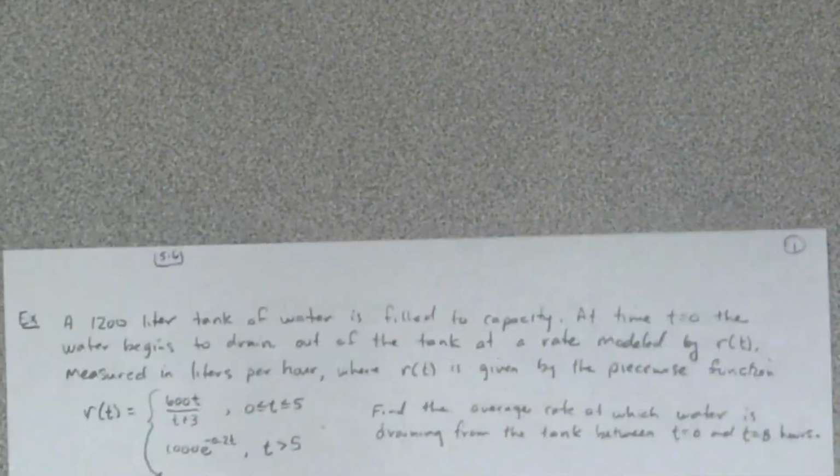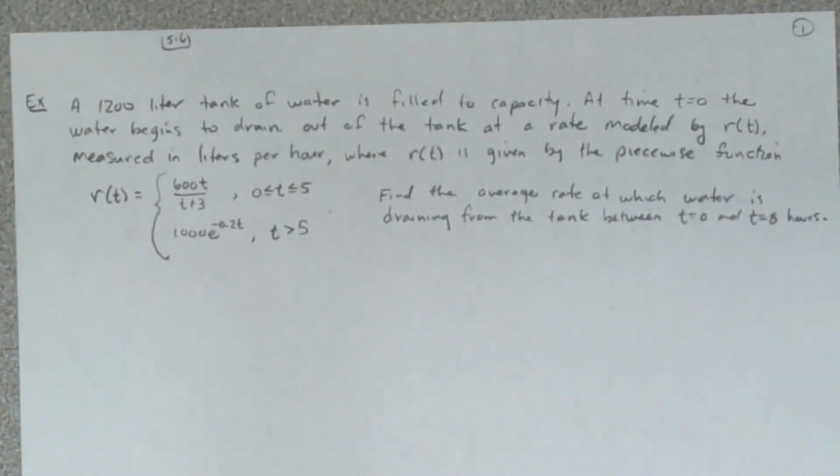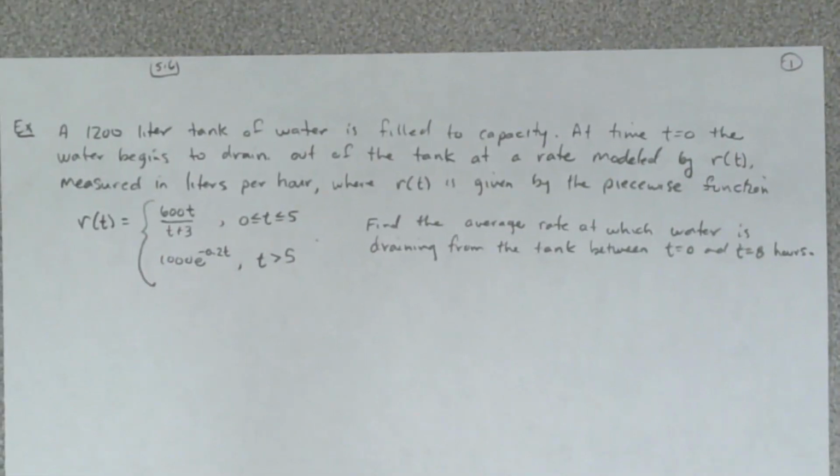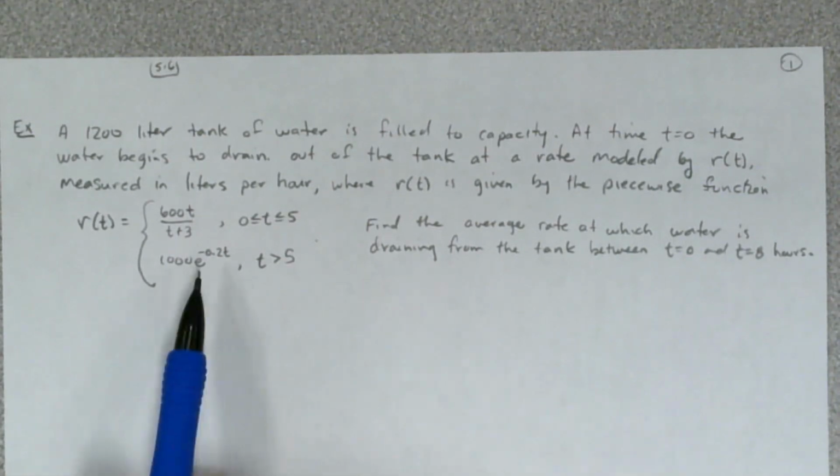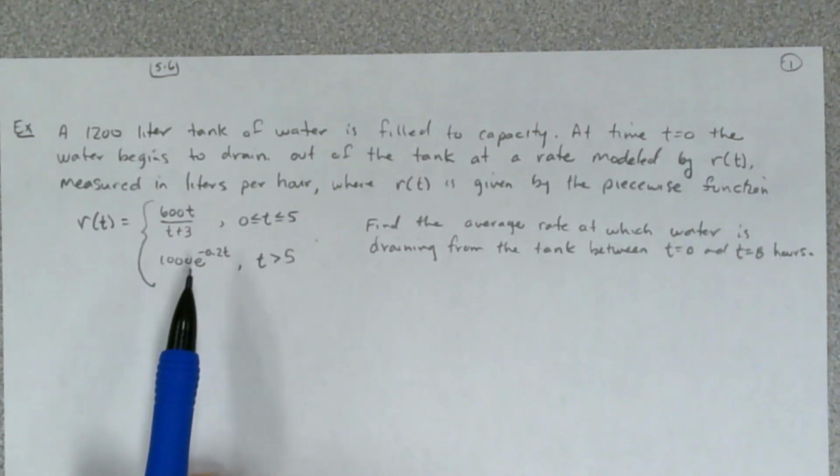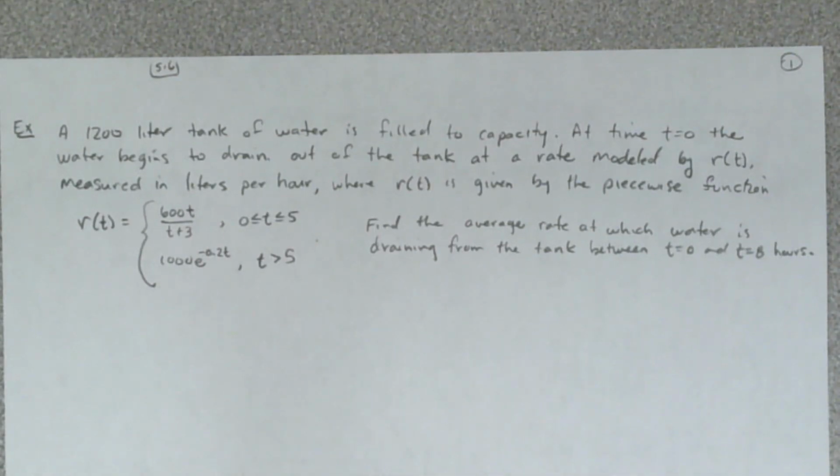So a 1,200 liter tank of water is filled to capacity at time t equals 0. The water begins to drain out of the tank at a rate modeled by R of t, which is measured in liters per hour, where R of t is given by the piecewise function, this right here. Find the average rate at which water is draining from the tank between 0 and 8 hours.